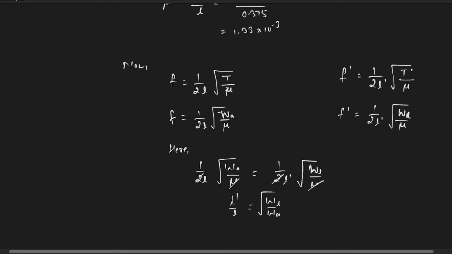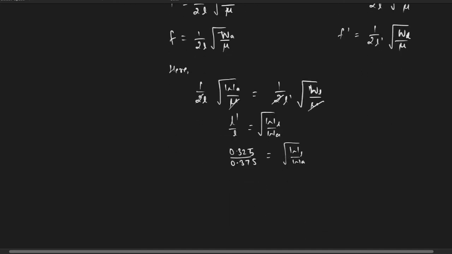So length in liquid is 0.325, length in air is 0.375. Finally, weight in liquid by weight in air is 0.751.